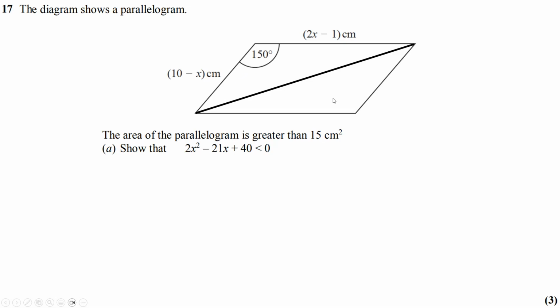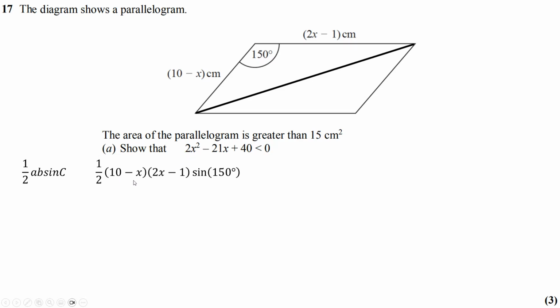up into a triangle here and a triangle here. And think of how could you work out the area of this triangle? Well, we've got two lengths and the angle in between. So you might think half AB sine C. Half multiplied by this sine of 150 degrees. Put that in.